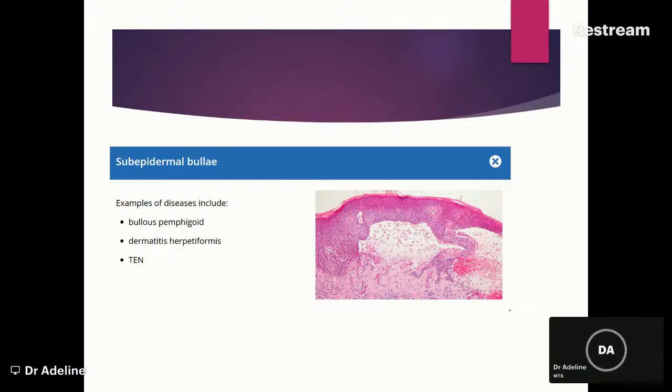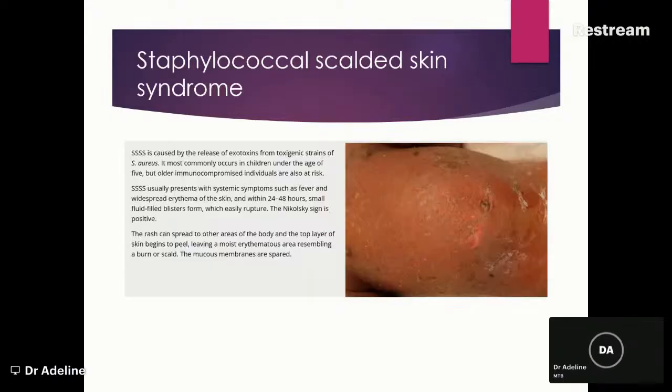Subepidermal bullae include bullous pemphigoid, dermatitis herpetiformis, and TEN, which is toxic epidermal necrolysis. So, coming to the first condition, it is staphylococcal scalded skin syndrome. This is usually caused by the release of exotoxins, mainly from Staphylococcus aureus. And most commonly, it affects children under the age of 5, but individuals with an immunocompromised history are also at higher risk.